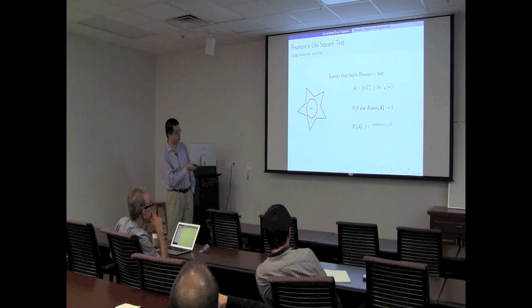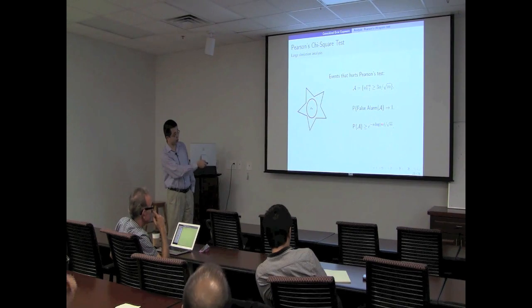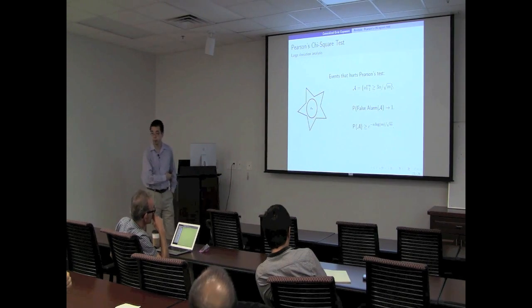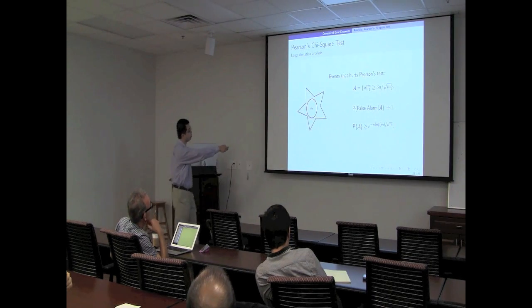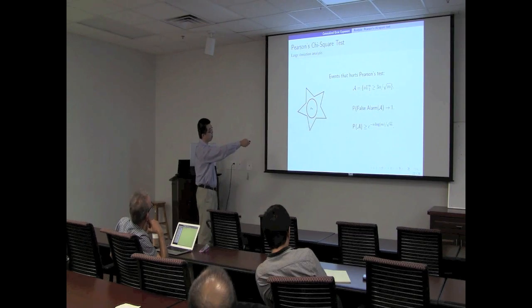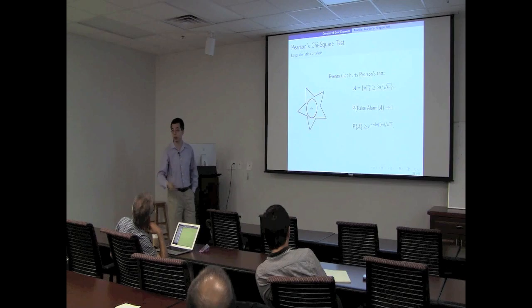Remember, our exponent here will decay at n squared divided by m, but this event will decay slower than that. Okay? Therefore, somewhere in the decision region, where a number of symbols appear too many times, this region is what hurts the performance of Pearson's chi-square test.